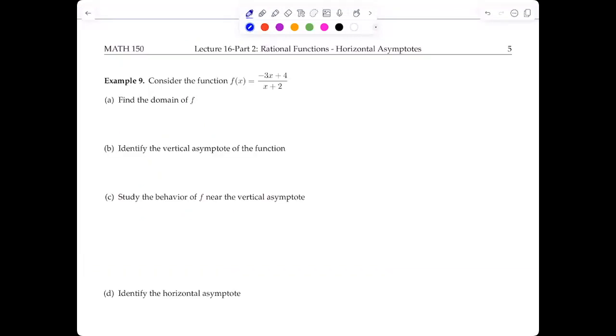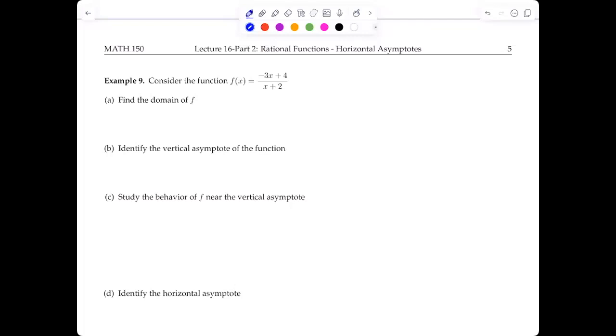All right, so let's work on example 9. We're going to focus on part C again. Hopefully we will get it after this example. The function we got is -3x plus 4 over x plus 2.